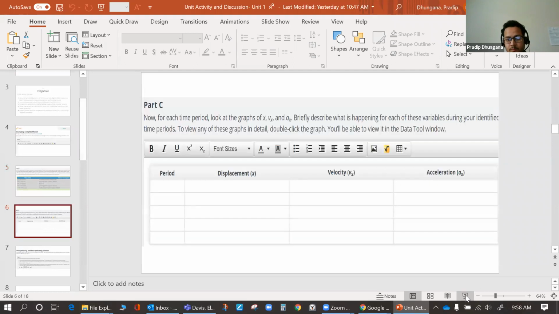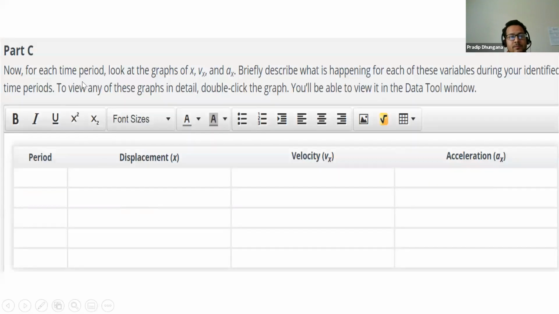Okay, sorry, let me make it bigger. For each time period, look at the graph X and then Vx, that is your X is your displacement, Vx is your horizontal velocity, or I'll simply call it velocity, and acceleration. And then you have to briefly explain what's happening for each of those time periods.